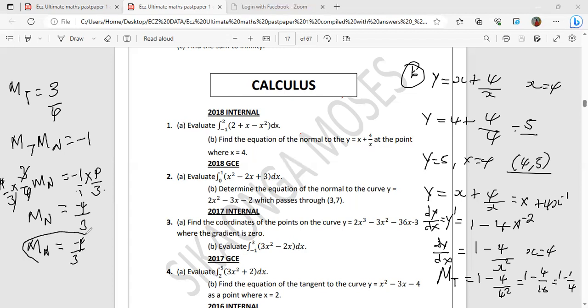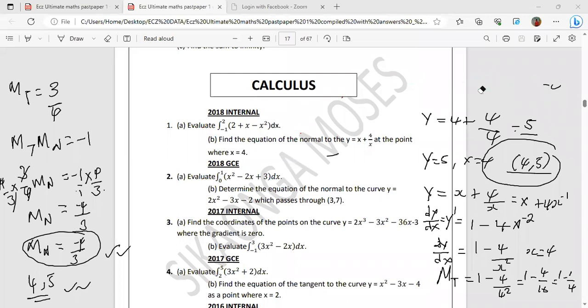Now, since we have our gradient here, and we also have the coordinates, these are the coordinates: 4,5. So we have the information that we need for us to get the equation. So let's quickly get it.